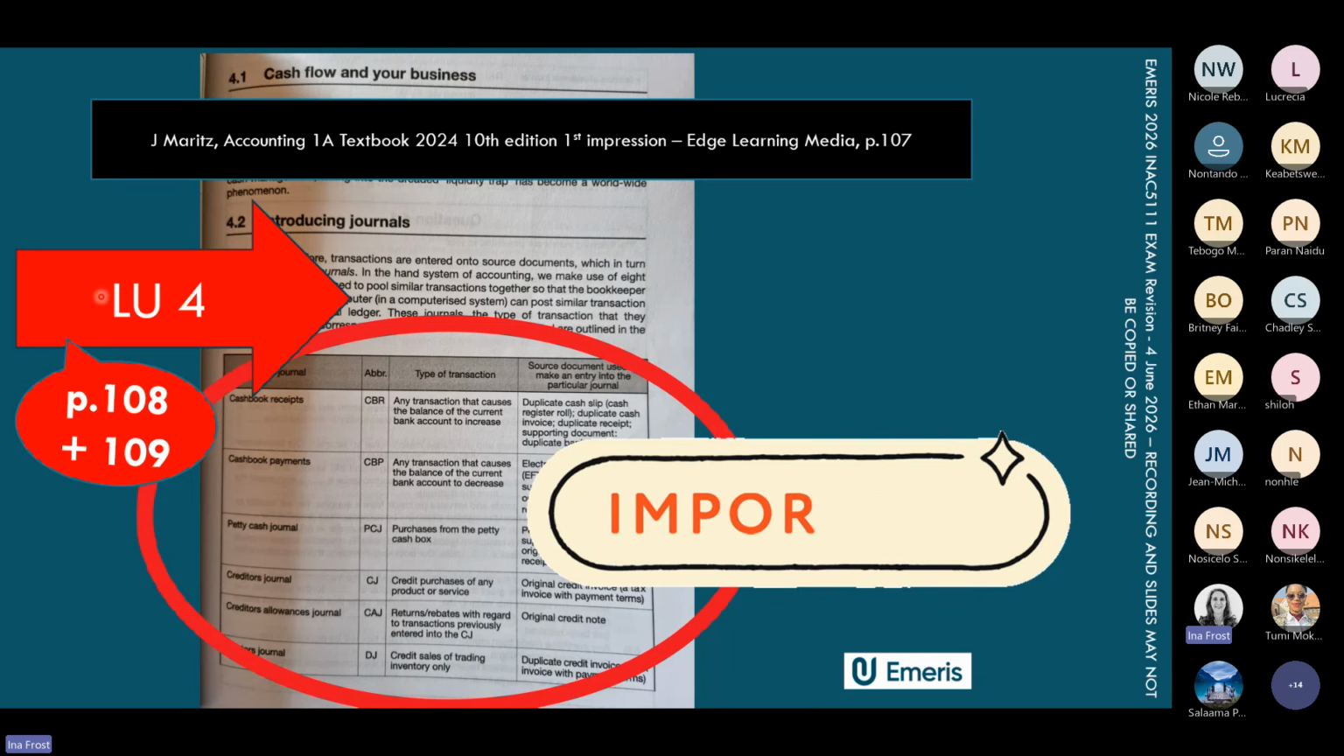So this table is such an excellent summary because it gives you all the journals, the correct abbreviation for all the journals, what type of transaction you must record in the journal, and also the source document that is matched up with each of these journals. So please make sure you include this page as part of your revision for the upcoming exam.